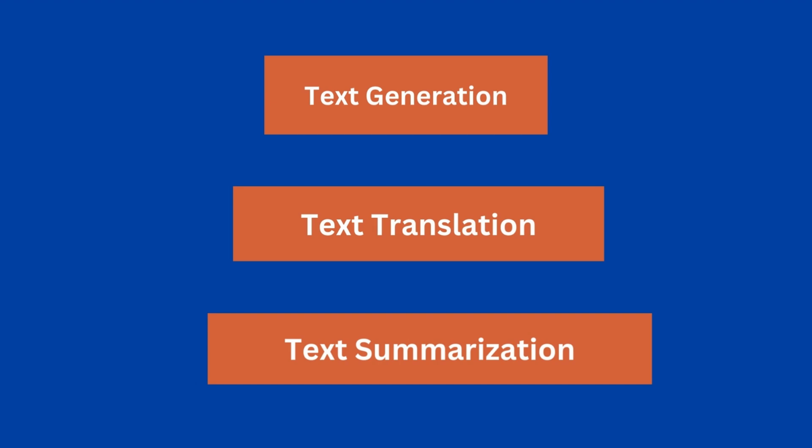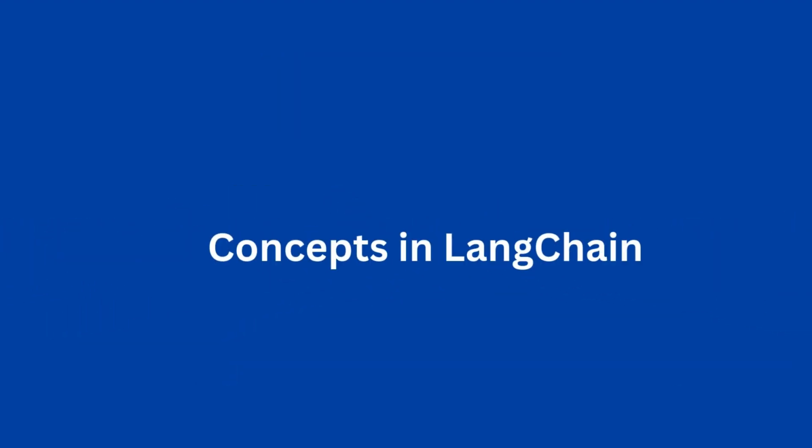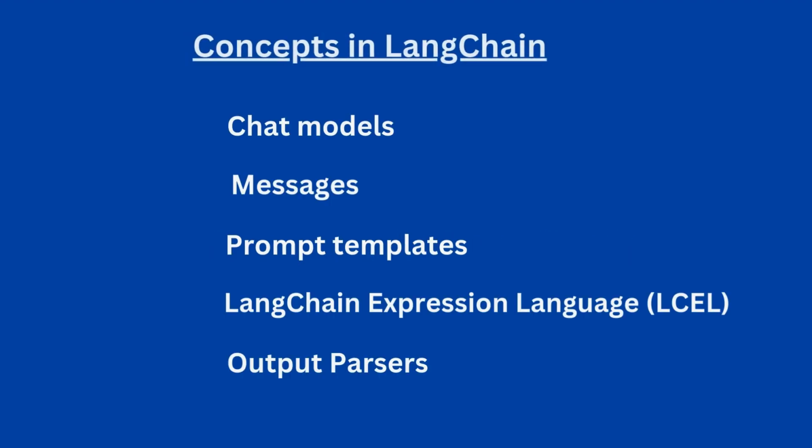Now let's look at some of the core concepts of LangChain. We are going to mention a few of these concepts because these are the concepts that we are going to look at in our implementation. Under the LangChain concepts, we have the chat models, the messages, the prompt templates, the LangChain expression language, and the output parser. Each of these is going to be explained and demonstrated in our code.